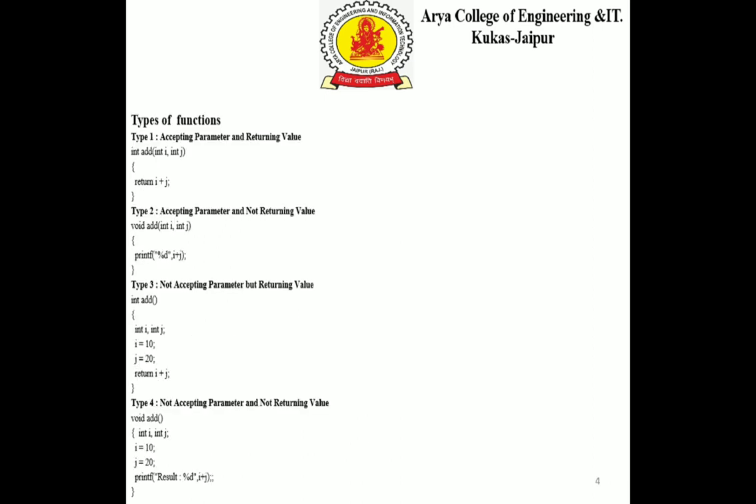Types of functions. Depending on the parameters that the function is receiving and the return type of the function, functions can be categorized in four categories. Category first, in which the function is taking two inputs, adding and returning the value, meaning its return type is integer. Type second, in which again the function is taking two parameters, adding and printing, it is not returning any value, so its return type is void.